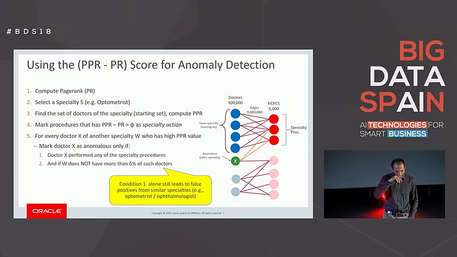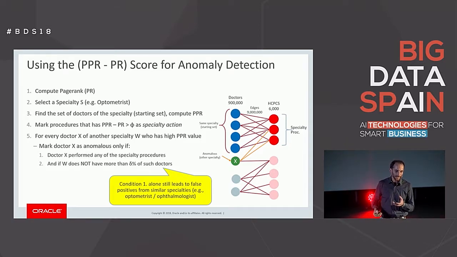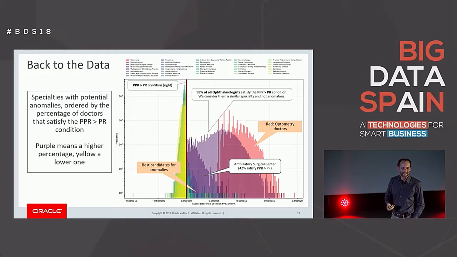At this point, we still have one problem: the categories of doctors are not a partition, they're overlapping. For example, we have optometrists and ophthalmologists, which do kind of the same things because they are related. So what we want to do is to not mark as anomalous those doctors that are in a category where most of the doctors have satisfied a PPR higher than PR score, because there we say, okay, that category is too similar. We are interested in a category of doctors that is not very similar to the ones we are looking at, but just some of them end up being very close. So let's look at a graph. Maybe it becomes a bit clearer.